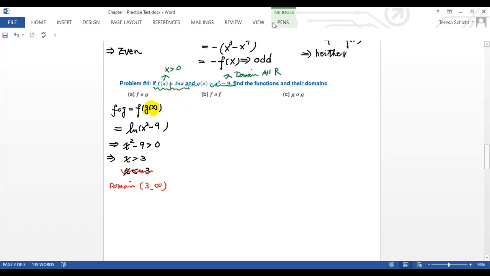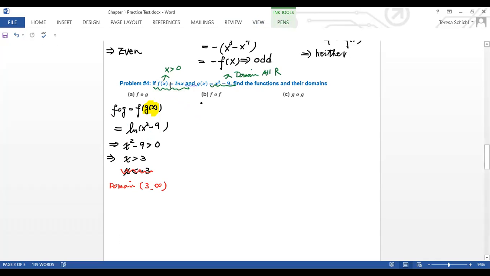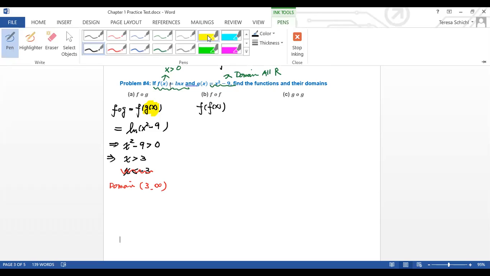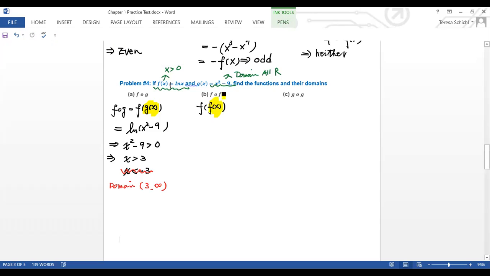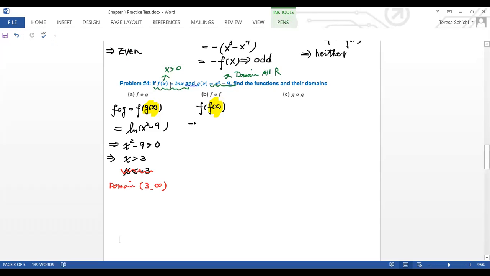Okay, so now let's take a look at the next one here. You say f composed with f. So that means f of f of x. All right. So that means you need to replace whatever the x in f of x is with f of x itself. Okay, so now let's take a look. So f of x is natural log x. So you need to replace x with another natural log x.